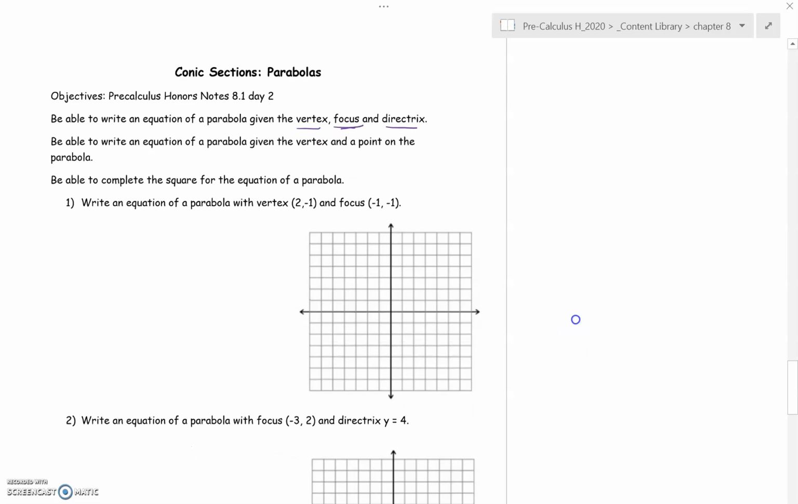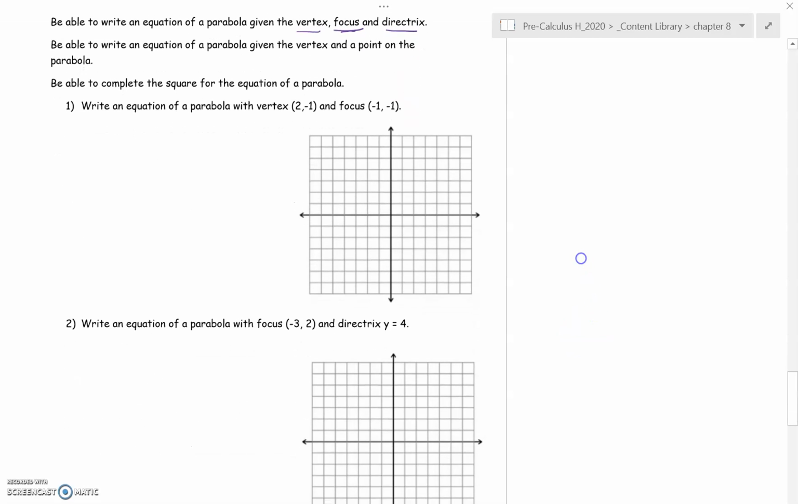So we're going to start with problem number 1. And I like to start with orientation so that I can get the general equation. So notice that for this particular parabola, I didn't ask you to sketch a graph, but I think it'll help if you have a visual. So we have 2, -1. That's the vertex, and the focus is at -1, -1. So here's my focus, here's my vertex. So we know that the parabola must open to the left.